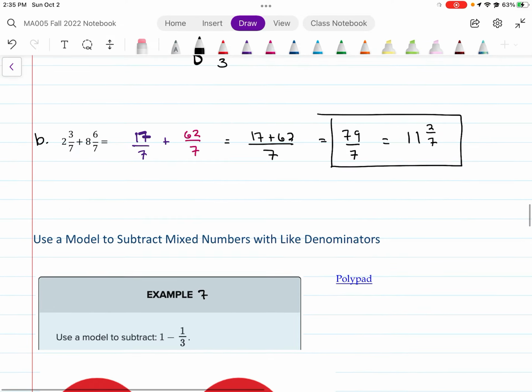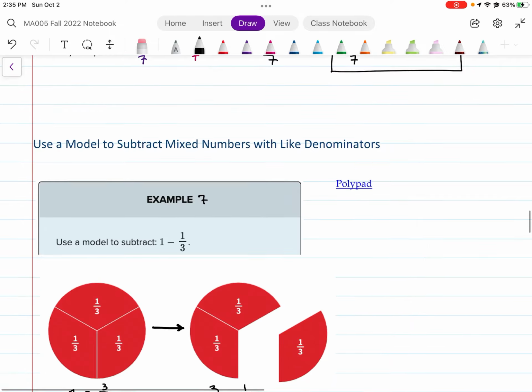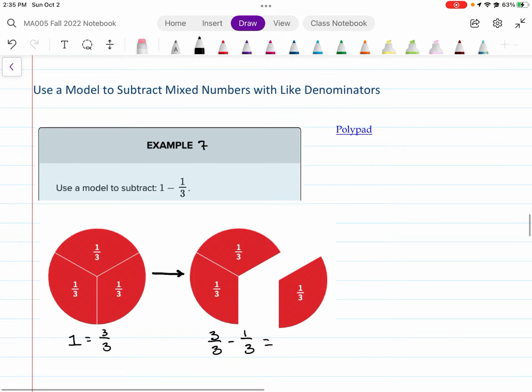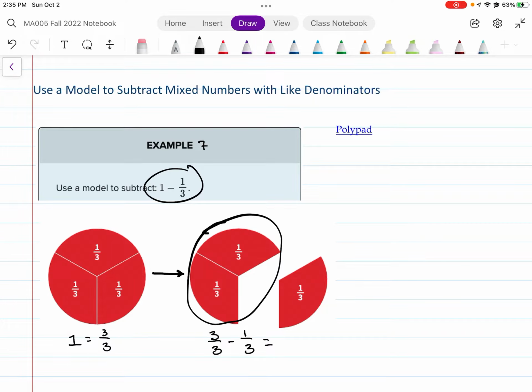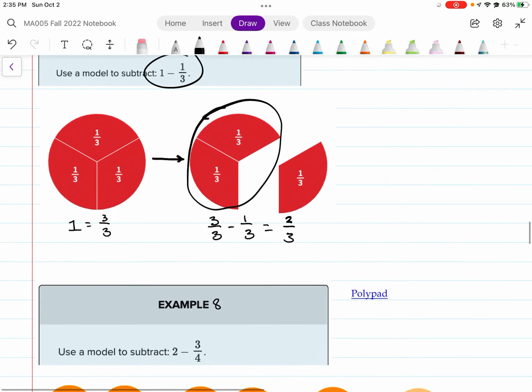All right, so now we're going to look at models to subtract. These are a little bit harder to picture or draw or whatever, because it's easier to just use animations or something. But 1 is 3/3. So this model right here is showing us 1 minus 1/3. So 1 is 3/3, and so you've got to take away 1/3, and what you're left with is 2/3. Okay, so that's modeling subtraction.